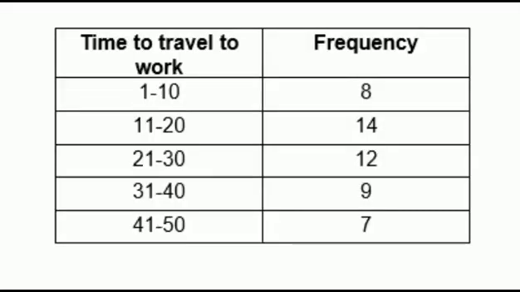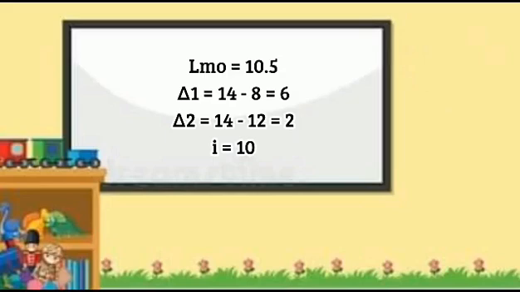So for example, based on the given grouped data, study the table. The first column is the time to travel to work, and the second column is the frequency. Based on the table, we can say that Lmo equals 10.5. Delta 1 is 14 minus 8, therefore 6. And delta 2 is 14 minus 12 equals 2. And the class width is 10.